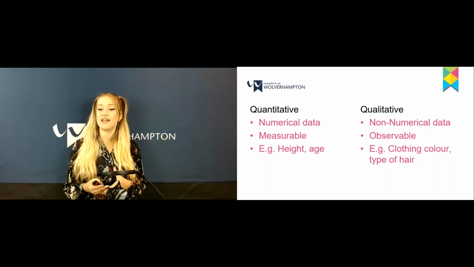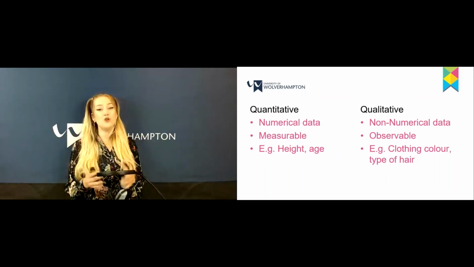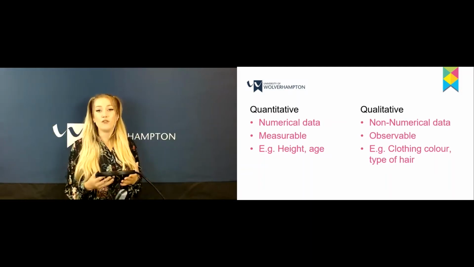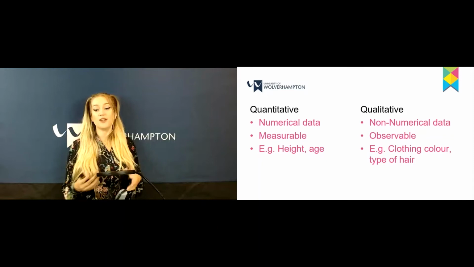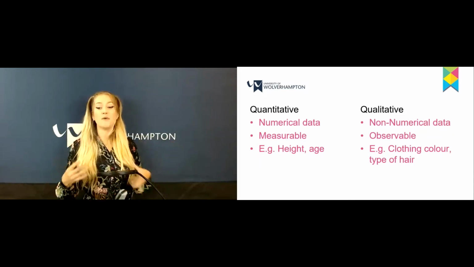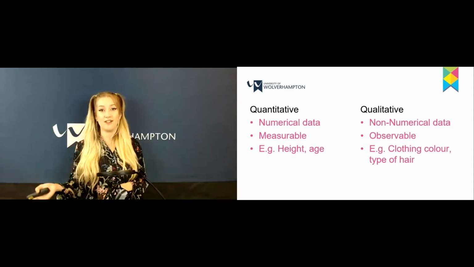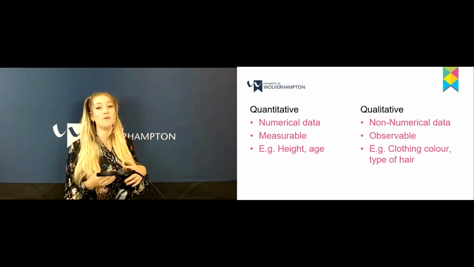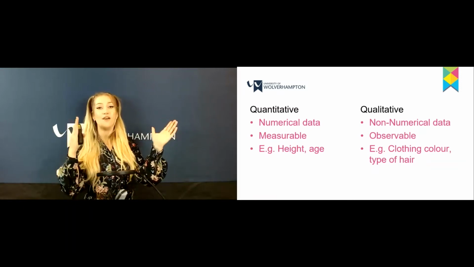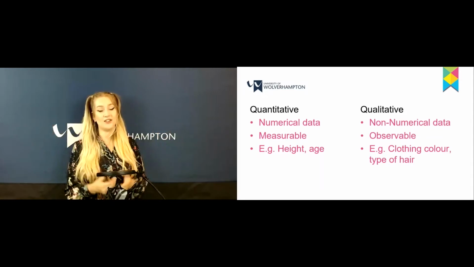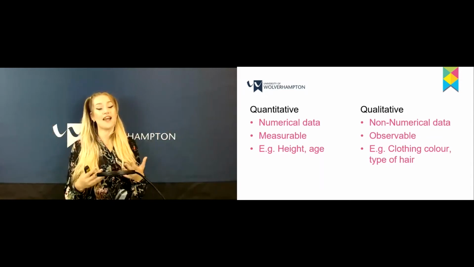Whereas qualitative data is data that is non-numerical or categorical. This is data that can't be measured, but rather can be observed. So again, for example, with humans, we can measure our height and our age, but we can't measure what colour clothing someone's wearing or what colour their hair is. For example, I can't put on a scale blonde hair, brown hair, red hair and pink hair. I can only use them as categories, as there's not a numerical scale to them.